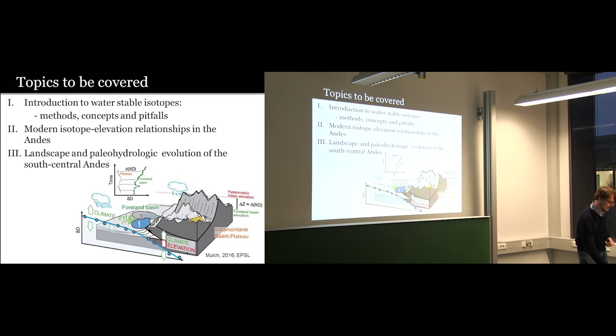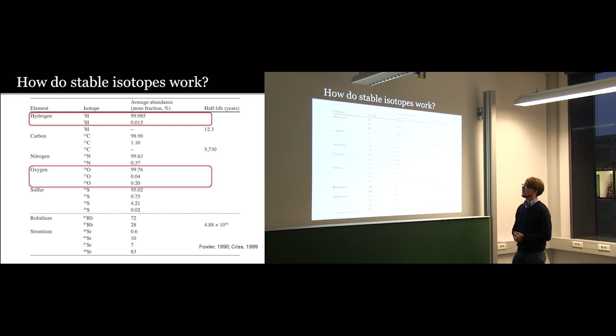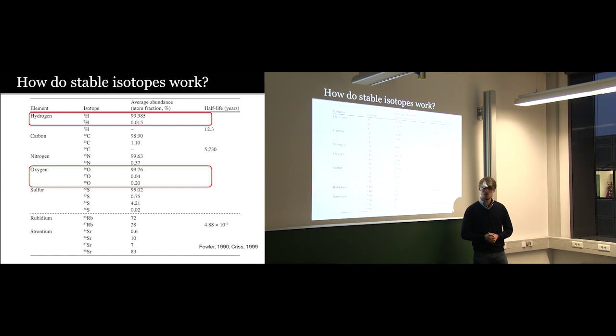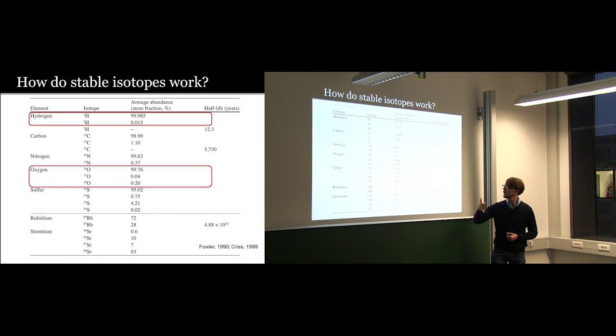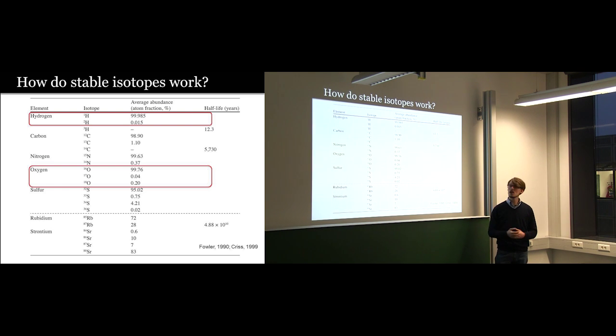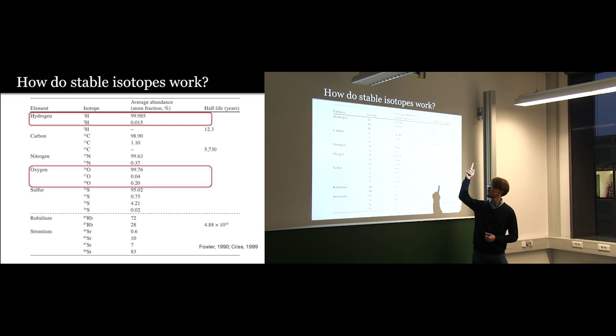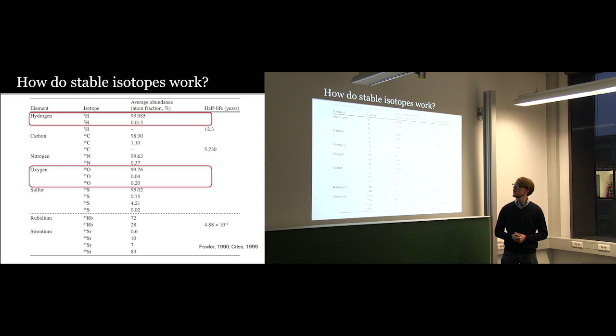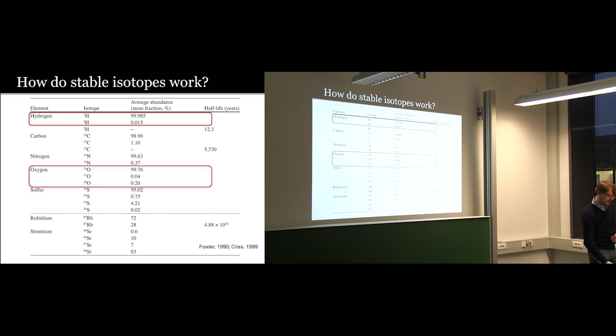So what are stable isotopes? Here is a list of the commonly used stable isotopes in earth sciences. We have hydrogen, carbon, people are looking at nitrogen, oxygen, and sulfur. Most of them are stable isotopes, meaning they do not decay over time. But as you can see, there are some isotopes like carbon-14 that most of you probably know decay over time and have a certain half-life. In this talk, I will mostly talk about the hydrogen stable isotope and the oxygen stable isotope.